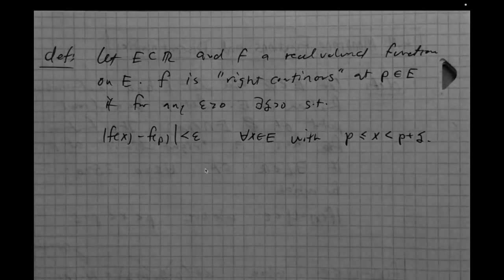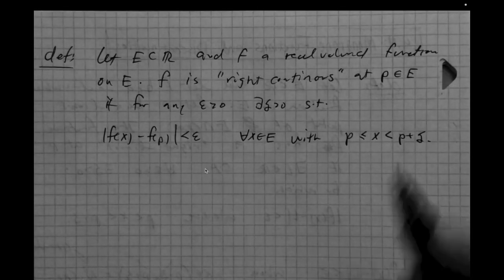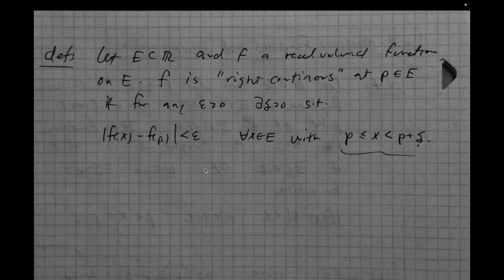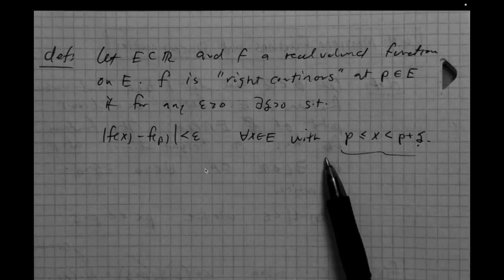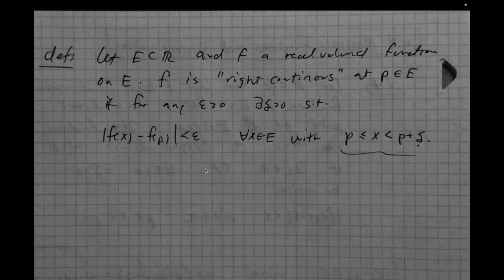So the same definition essentially. The only difference here is specifying that we're in the right half of the delta neighborhood of p. We're not in the left half of the delta neighborhood of p when we're talking about right continuity. As we approach p from the right-hand side, these conditions have to hold. And the same thing can be said of left continuity. You just have to flip this inequality so that x is between p minus delta and p.